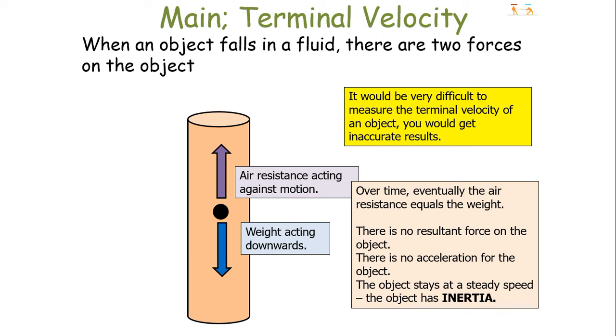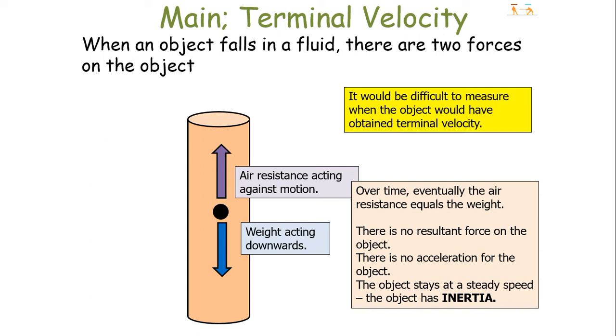Now, when doing an experiment with terminal velocity, it will be very difficult to measure the terminal velocity of an object. You will get inaccurate results. It will be difficult to measure when the object has obtained terminal velocity, because if you just let an object drop, it undergoes acceleration at the start, then the rate of acceleration decreases, and then it hits terminal velocity. So as an experimenter, it will be very difficult to understand when it obtained terminal velocity.